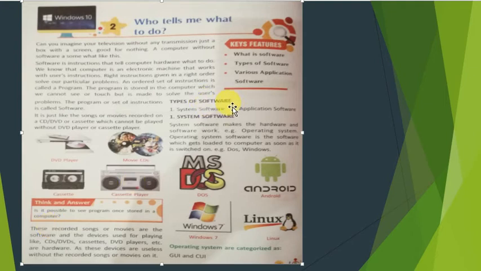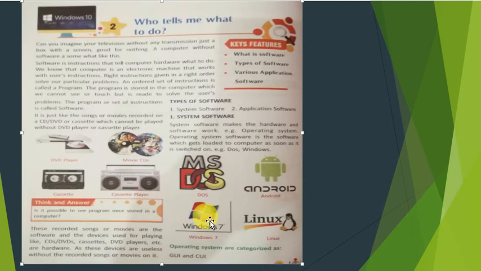There are two particular types of software, which are system software and application software. System software makes the hardware and software work. System software is the mediator between hardware and software. It makes the whole computer system work. Example: operating system. Operating system software is the software which gets loaded to the computer as soon as it is switched on. Whenever you switch on your computer or laptop, this Windows sign appears.